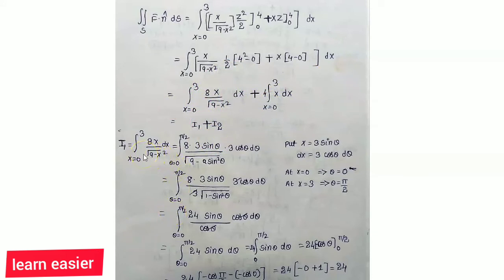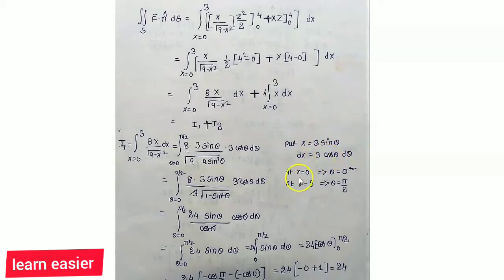So I1 equal to integral x is equal to 0 to 3, 8x by square root of 9 minus x square dx. Since here we have 8x by square root of 9 minus x square, let's substitute x equal to 3 sin theta, because it can be easier this way. So x equal to 3 sin theta and dx is what? 3 into the derivative of sin theta, which is cos theta d theta.